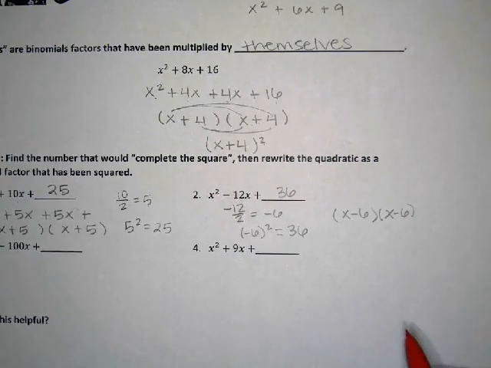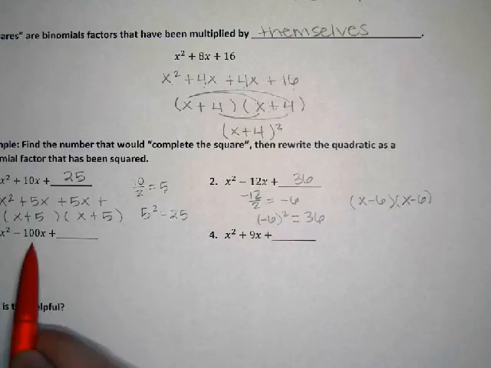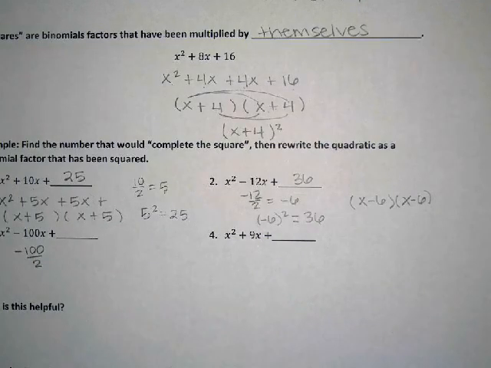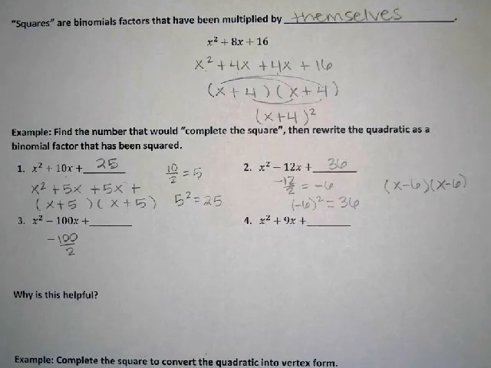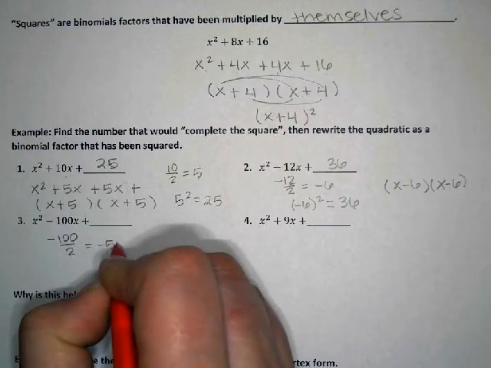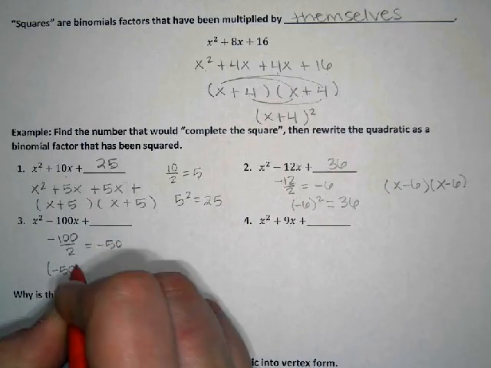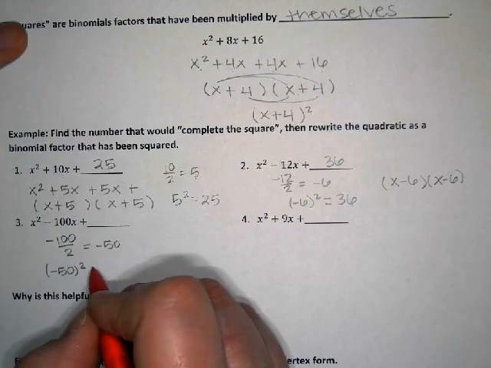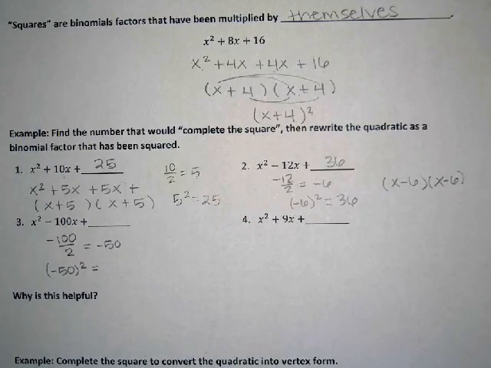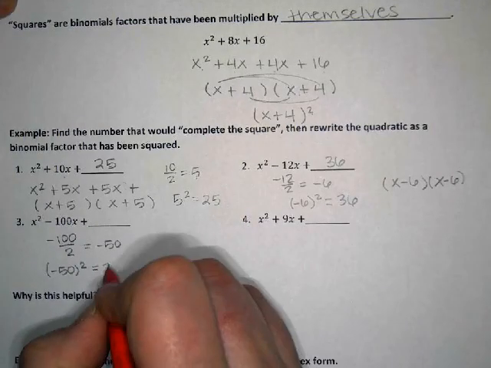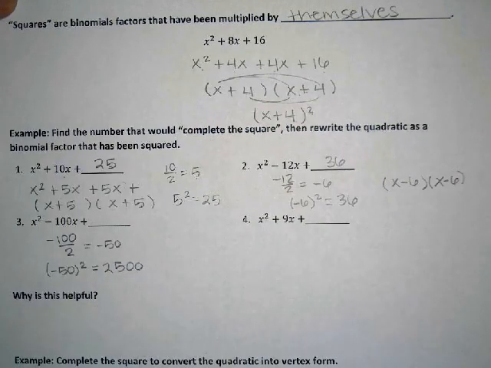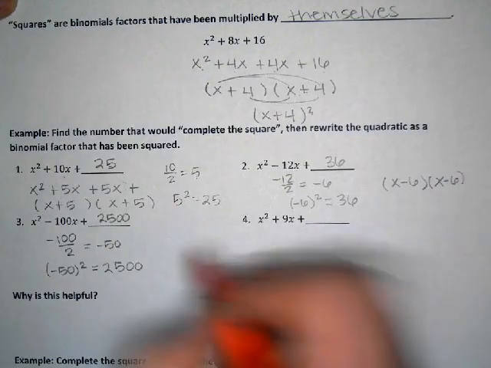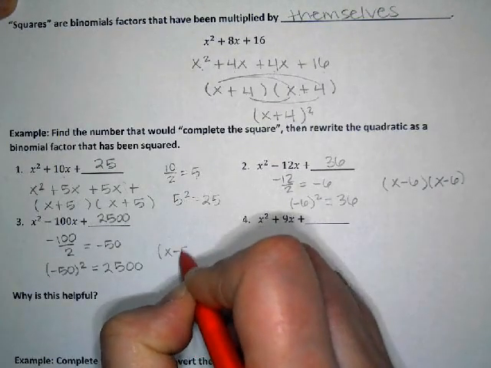Okay, let's try this one. Negative 100 divided by 2 is negative 50. Negative 50 times itself. You might need a calculator for that one. Not 250, but you're close. 2,500. So 2,500 goes in there. And then if we were to put this in parentheses, the parentheses would be x minus 50, x minus 50.